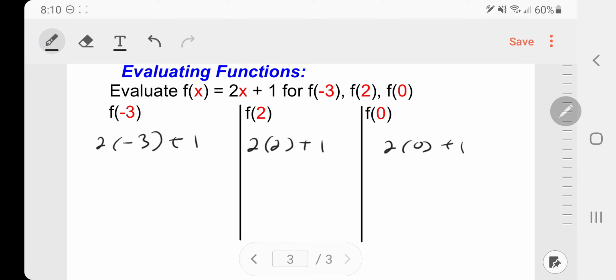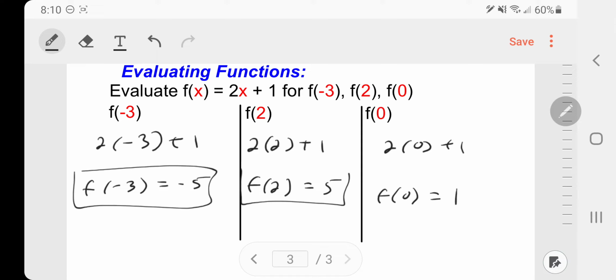Okay, so here I get negative 6 plus 1 is negative 5, so f of negative 3 is going to give me negative 5. F of 2 is going to give me 2 times 2, 4, plus 1, which gives me 5. And then I have 2 times 0 plus 1. Okay, so f of 0 is going to give me positive 1. Okay, so that would be how you would evaluate each of these for a separate input.